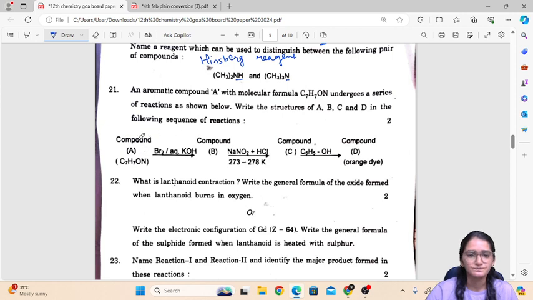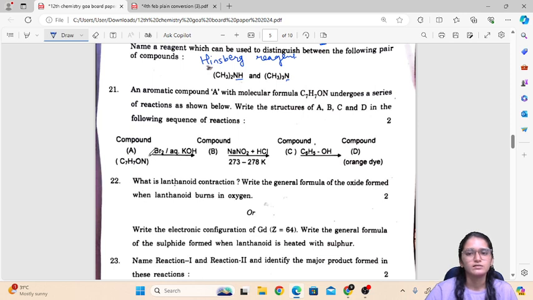So here we are given the formula of a compound, and that compound undergoes this reaction in presence of bromine and aqueous KOH to give compound B. Then compound B, in the presence of sodium nitrite and HCl, will give compound C. So this reaction takes place. We have to first find what this compound A is.